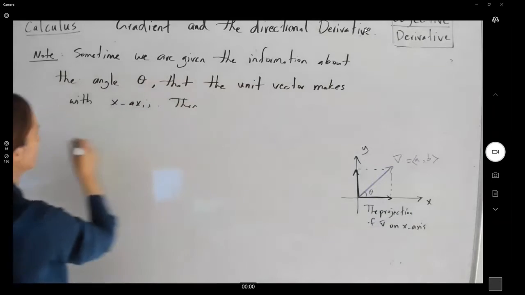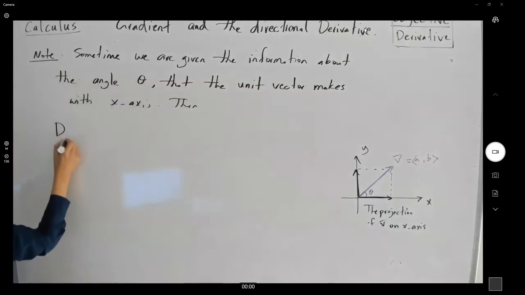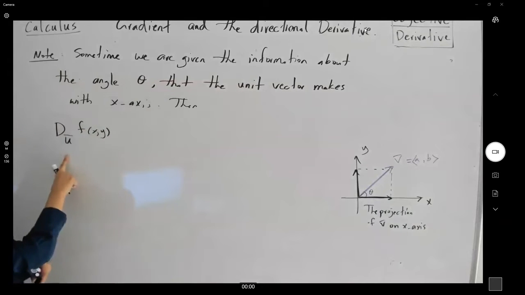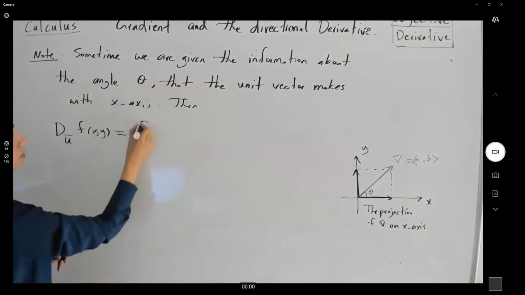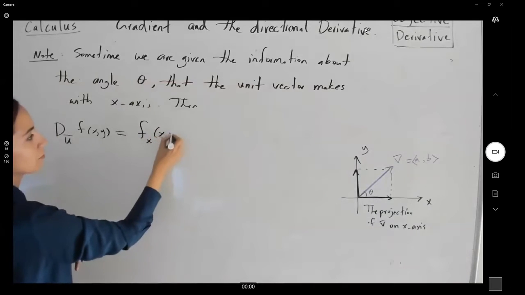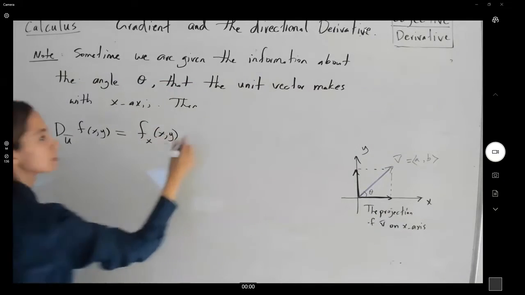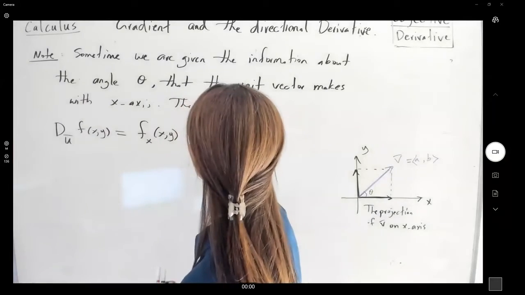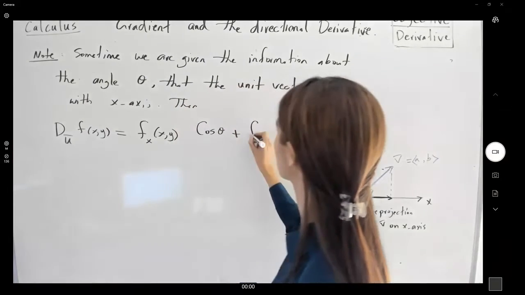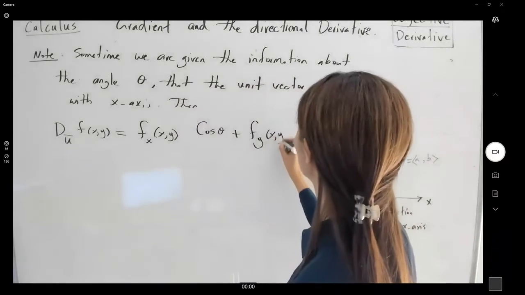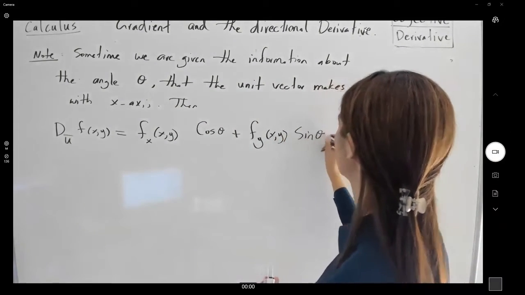Then the directional derivative of function f in the direction of vector u is equal to partial derivative of f with respect to x, or the rate of change of function with respect to x times cosine of theta plus the rate of change of the function in the direction of y-axis times sine theta.